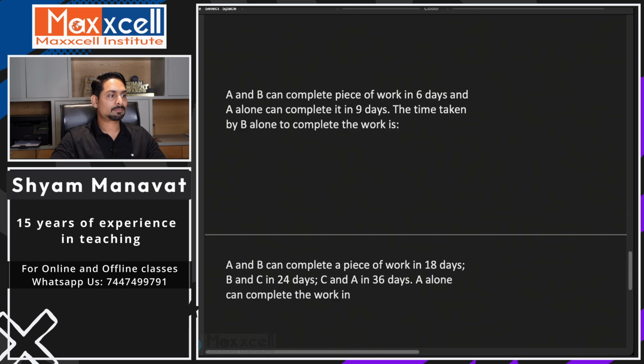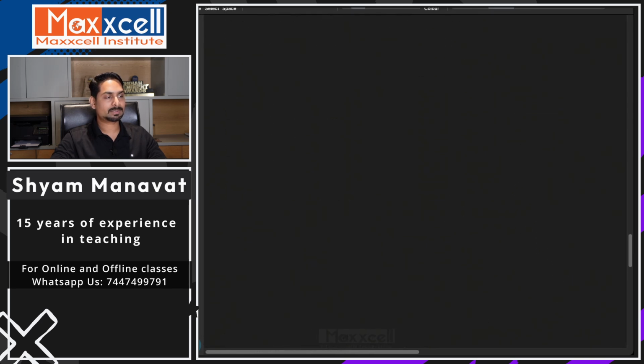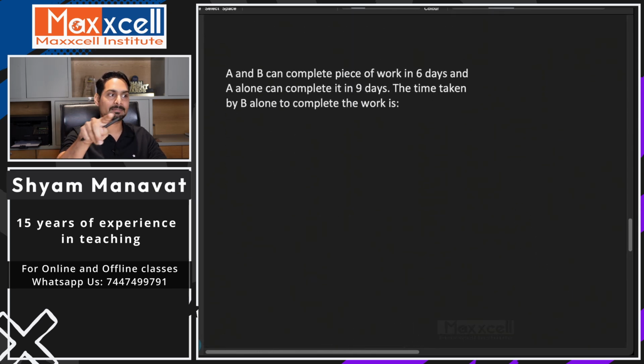What is the type of question in the work and time chapter we are handling now? When individual people are mentioned, we first try to find out the efficiency of the individual and then go towards the solution. So to approach such a question, first you need to understand the efficiency of each one of them.